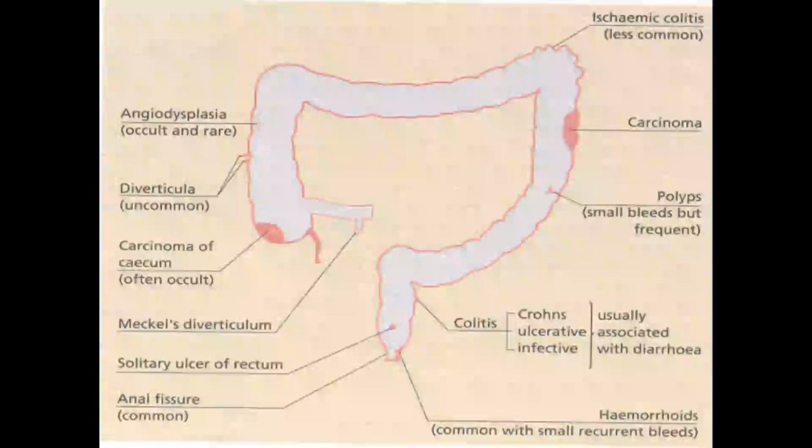This diagram shows different causes of lower GI bleeding from below upward. The anorectal causes like hemorrhoid, anal fissure, or solitary rectal ulcer. Colitis like Crohn's disease and ulcerative colitis, usually associated with diarrhea. Polyp, carcinoma of the left side, ischemic colitis, angiodysplasia, diverticular disease, carcinoma of the cecum, and Meckel's diverticulum.